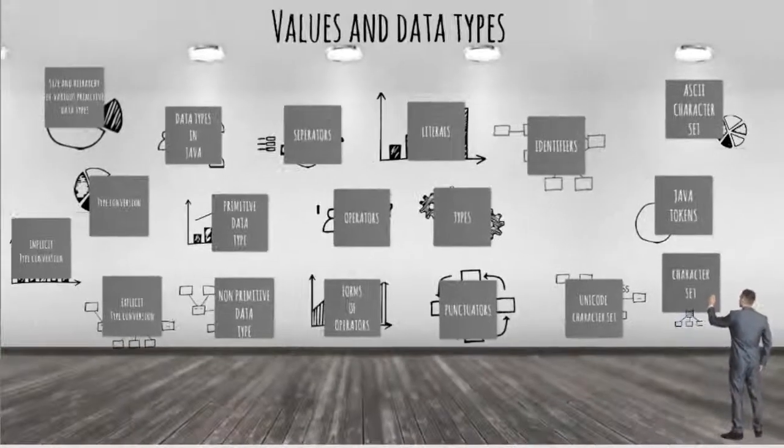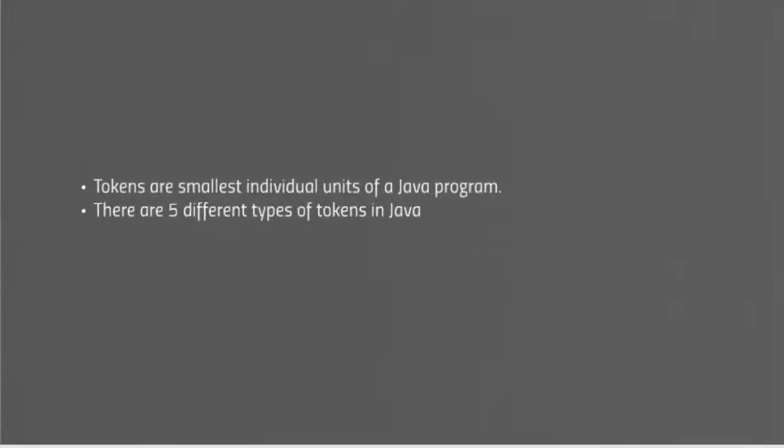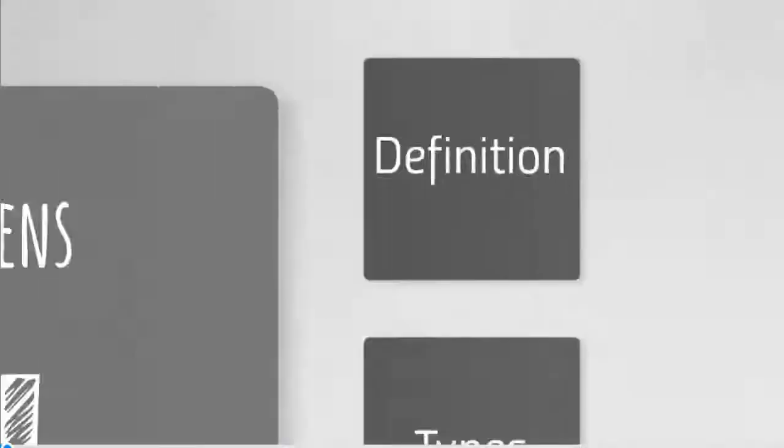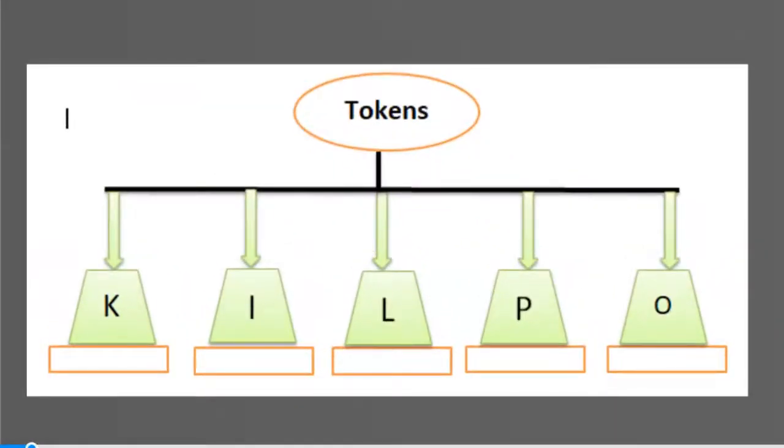Next, we are going to see Java tokens: what is the definition, what are the types, and what is KILPO? That is what we are going to see. The definition: tokens are the smallest individual units of a Java program. There are 5 different types of tokens in Java, which I mentioned as KILPO. These are called tokens.